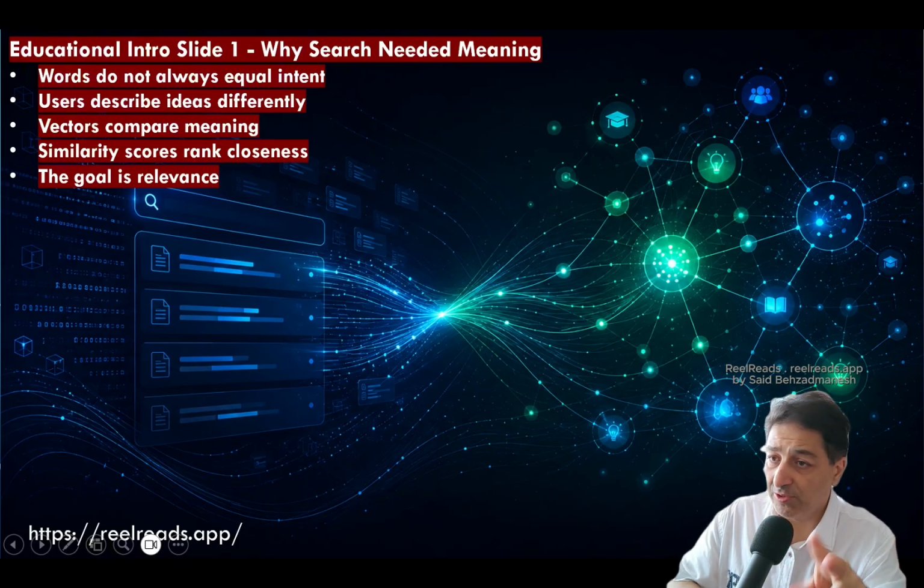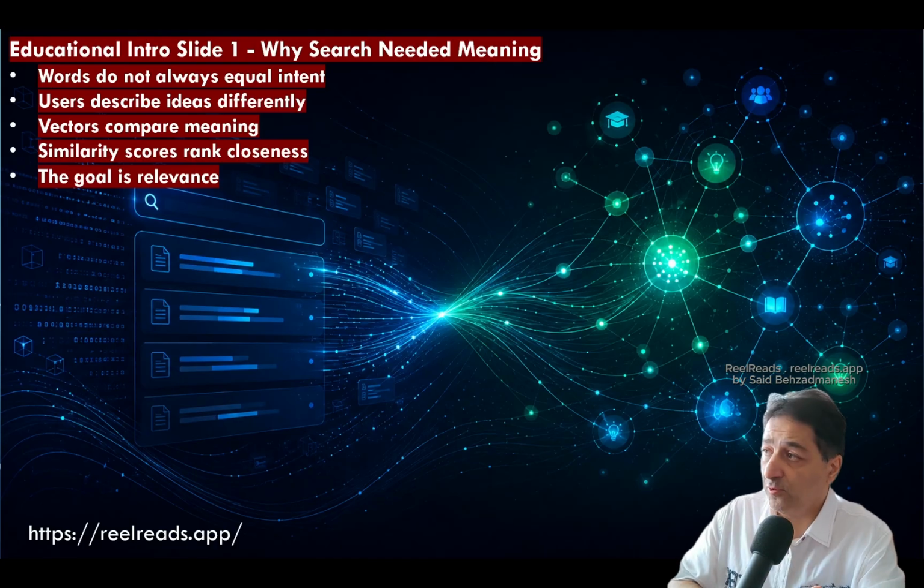First, two educational slides, very short, for refreshing your mind. If you don't like it, you can skip it. Before looking at the book, the key problem is search quality. A user may search for reset login while the article says password recovery. By the way, I'm a software developer since 2005. I know what I'm talking about. A keyword system can miss that connection because the exact words are different.